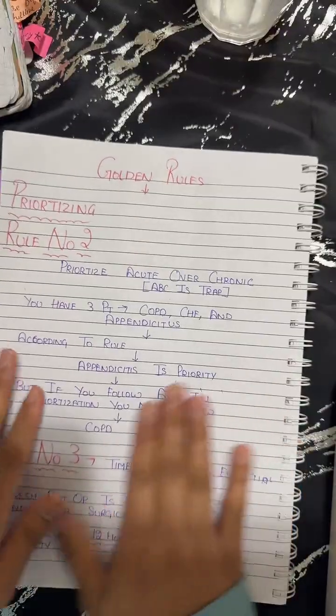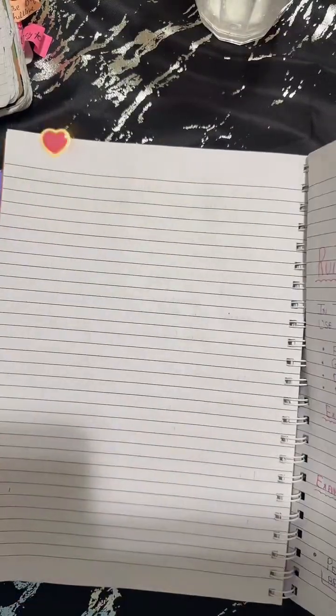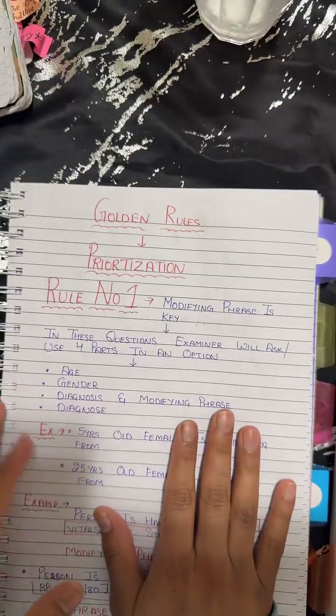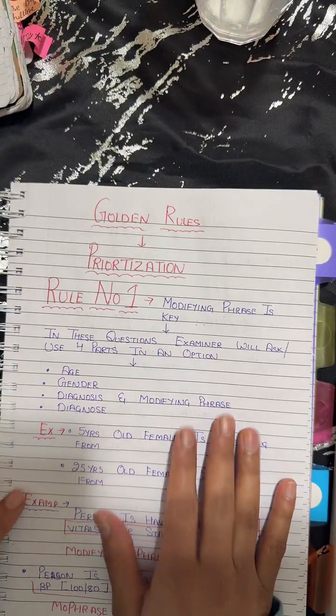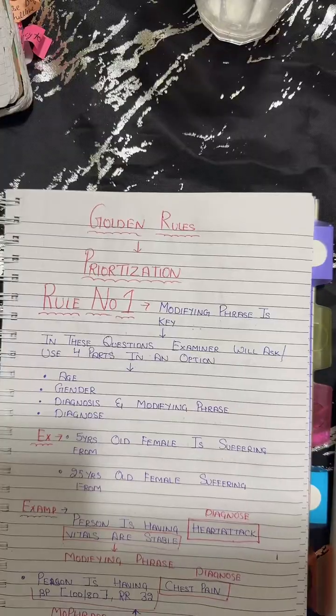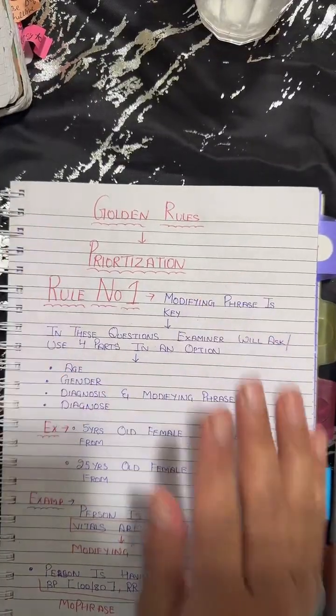Here, golden rules for prioritizing. So we are just going to review this again, then we are done. Okay, so we did golden rules today.